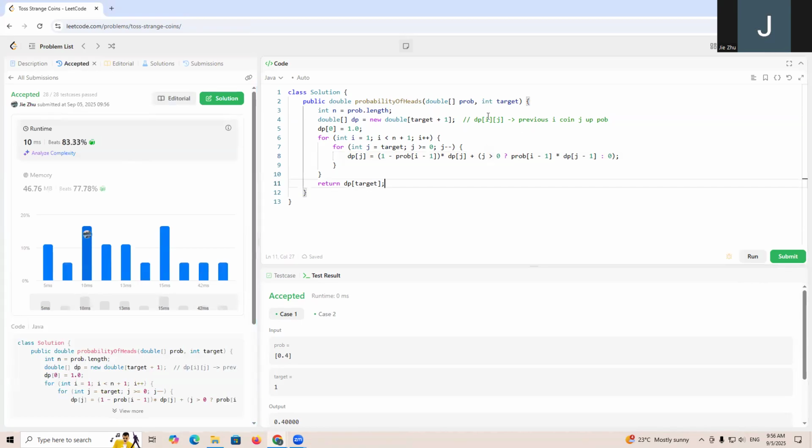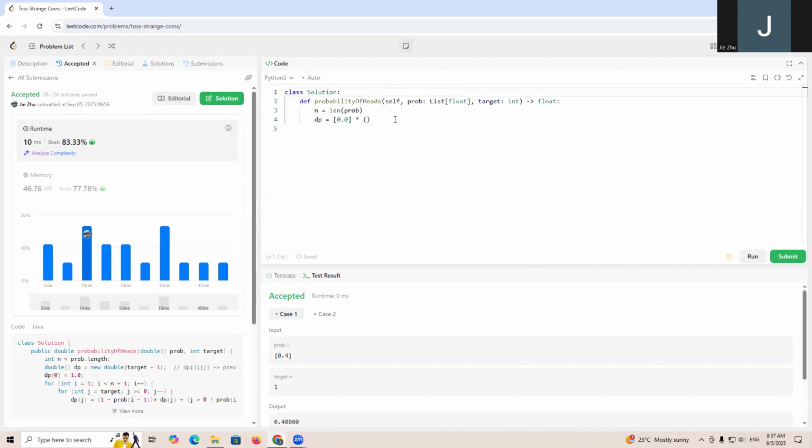So we can get rid of one dimension for this question. We can also write Python code for this. So this one will be target plus 1, then we're going to have dp[0] equals 1.0.